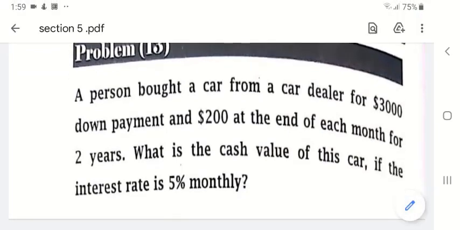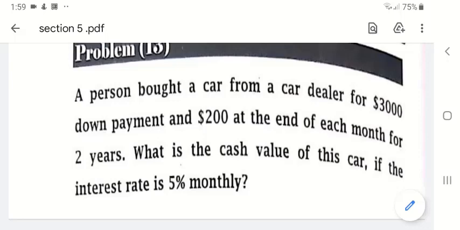Problem 13. A person bought a car from a car dealer for $3,000 down payment and $200 at the end of each month for 2 years. What is the cash value of this car if the interest rate is 5% monthly? What is required here is the cash value. The cash value equals the down payment, which is equal to $3,000, plus the present value of these annuities.